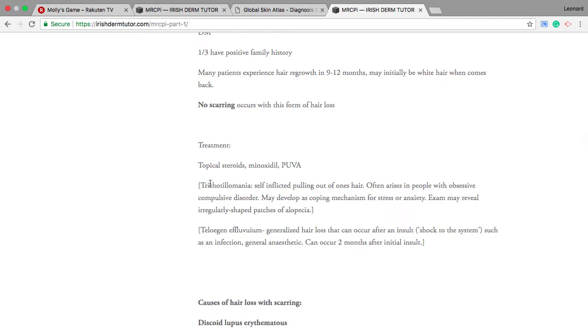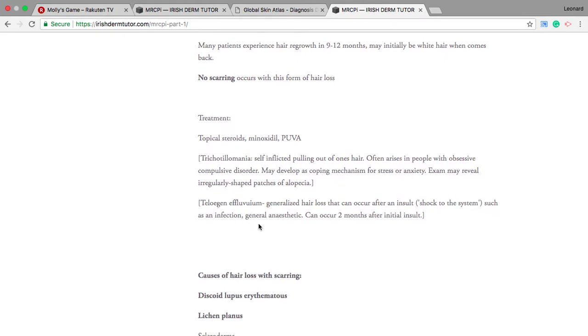There's other causes of hair loss that I just wanted to mention. So a thing called trichotillomania, I think it comes up in questions sometimes, and this is self-inflicted pulling out of one's hair, and often arises in people with obsessive compulsive disorder, or people who are just highly anxious, and it often develops as a coping mechanism for stress or anxiety. And so, I suppose in the MCQs, there'll probably be a clue that they might have something like this, like anxiety. And then on exam, you'll often see these irregularly shaped patches of alopecia, and the lengths of hair are different within those patches.